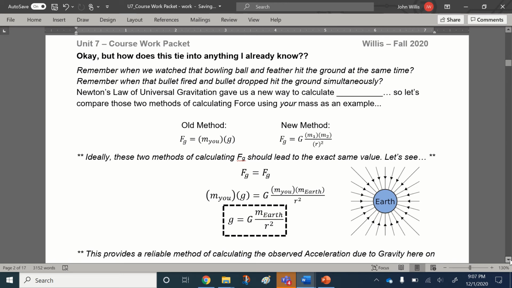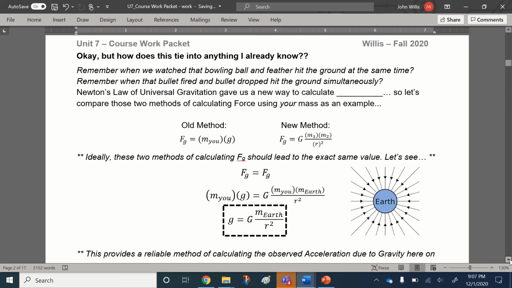So, how does all of this tie into what we already know, right? If you recall back a couple of units, we watched the bowling balls and the feathers both hit the ground at the exact same time. We watched the Mythbusters video where the bullet fired and the bullet dropped. Both hit the ground at the exact same time.